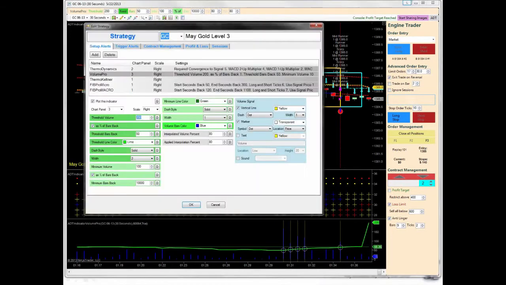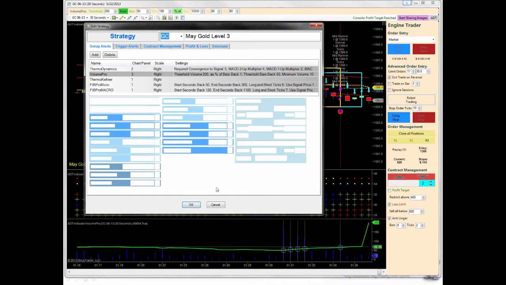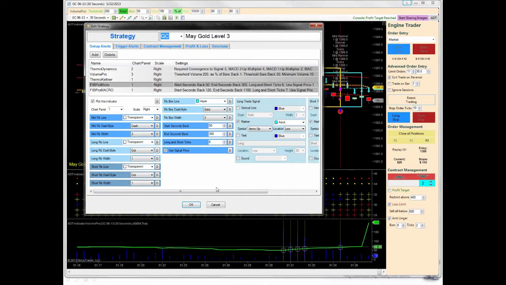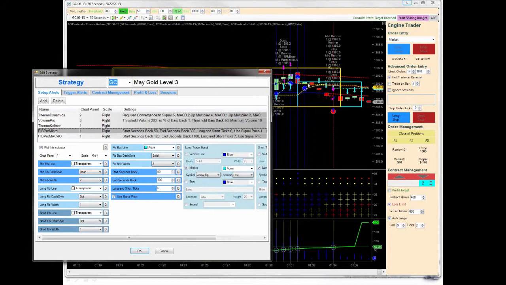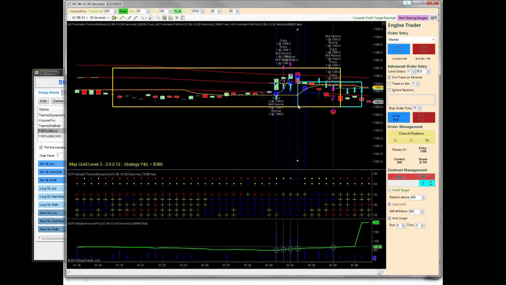If we go back into the strategy management console and look at, say, the Fib Pro Micro, which is the one I've been talking about, it has a look back period. You can see how far back it's looking back to right there. So it's looking back 1, 2, 3, 4, 5, 6, 7, 8, 9 bars. It's specified in seconds. But it's looking back 50 seconds. Is that right?